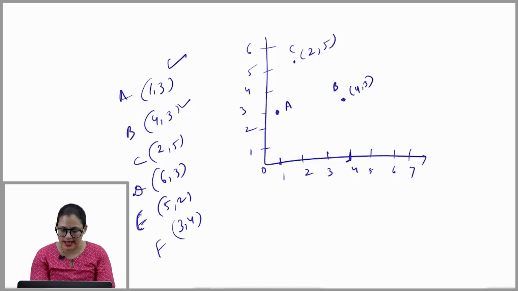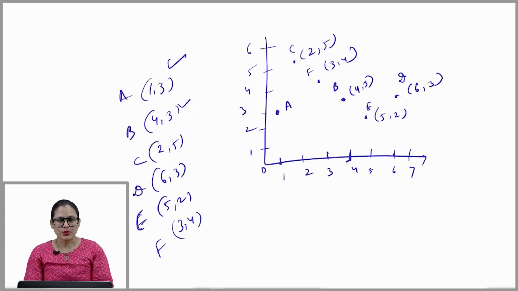Then point D, 6 and 3. Next is E, 5 and 2. This is E, 5 and 2. And then 3 and 4. This is point F, 3 and 4. Right, students, similarly you will do example 3 also. Here also you have to plot the points on the graph.